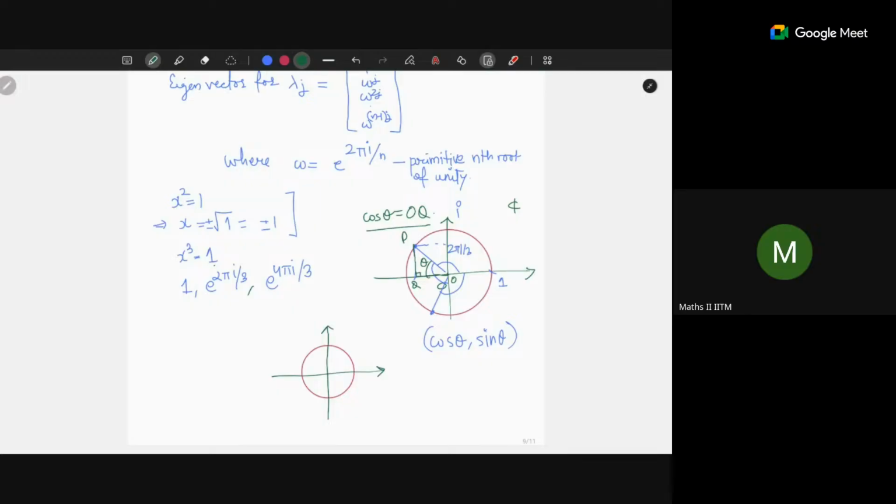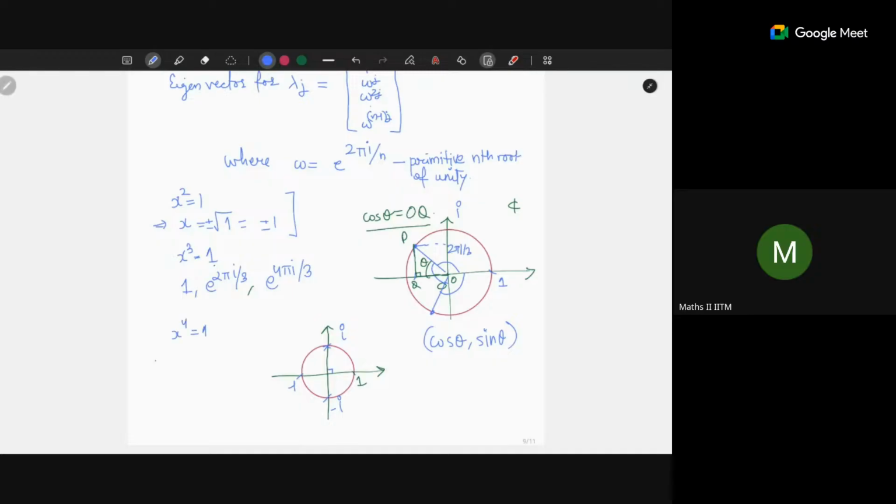So how will you find them? You need to start with this 1. 1 is always the solution. And then you will take 90 degrees, because for the 4th roots you need to divide 2 pi into 4 equal parts, so it is 90 degrees. Then it will be this, next is this, next is this, and then this. So it is 1, i, -1, -i. All right, so these four will be the coordinates.